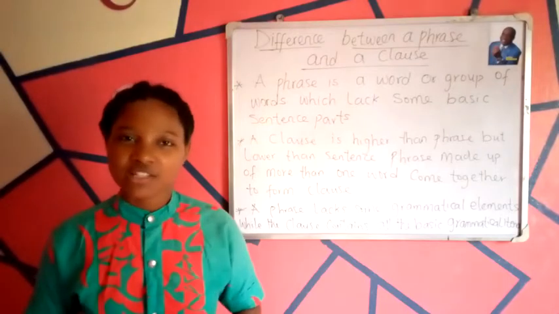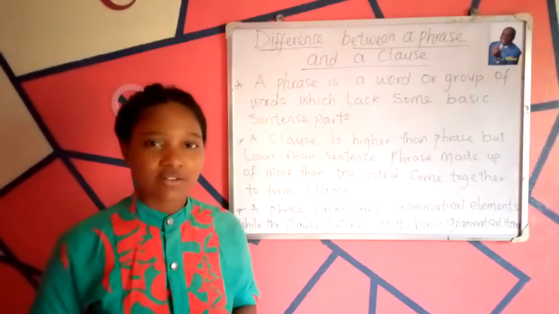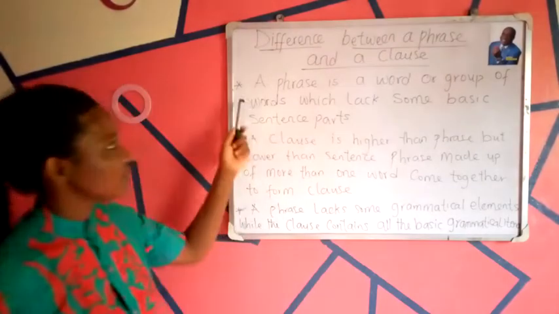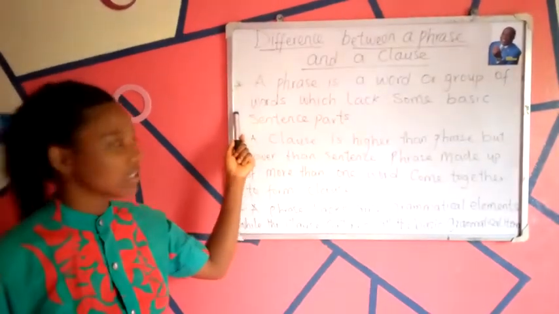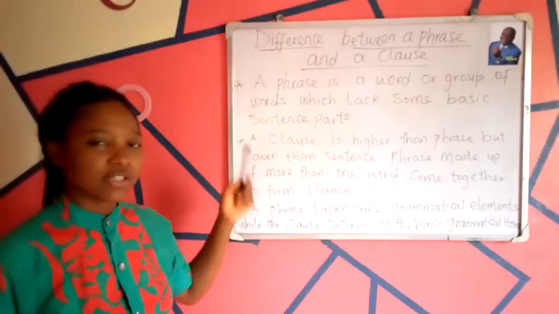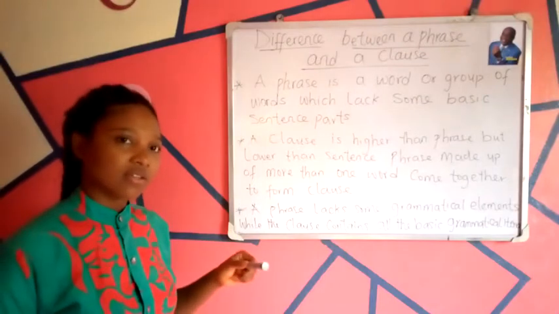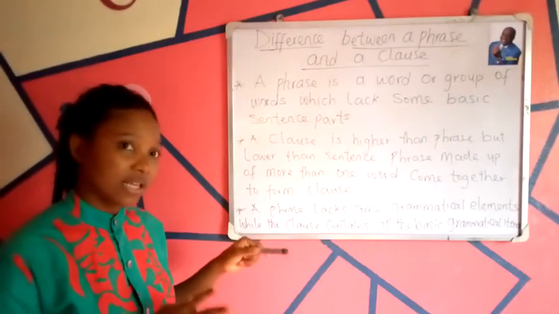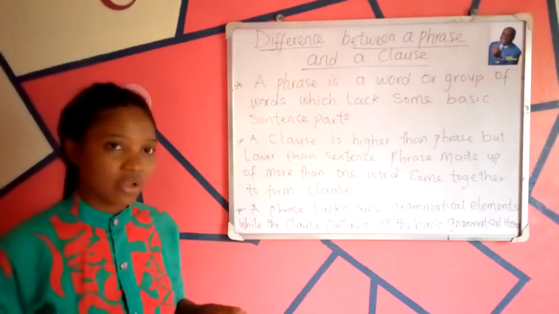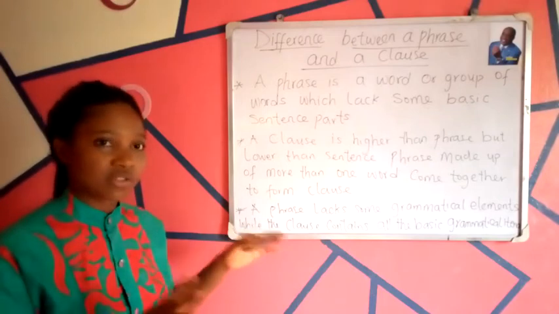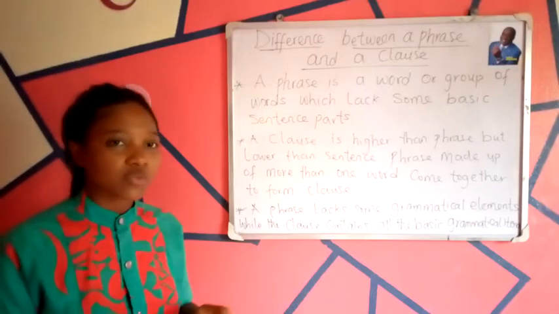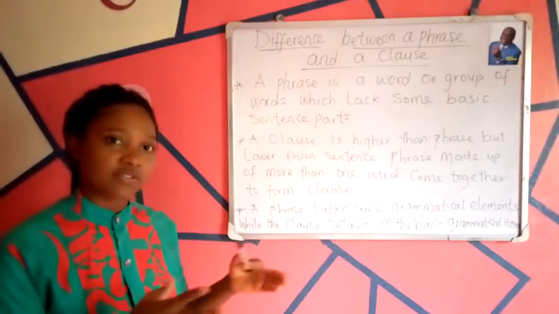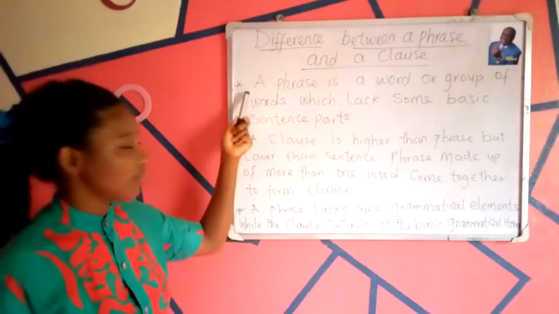Today we shall be treating the difference between a clause and a phrase. A phrase is a word or a group of words which lack some basic sentence parts. In a sentence, there's a part that is labeled the subject and the verb. The part with the subject and a verb is the clause, while the part without these parts of speech is the phrase.